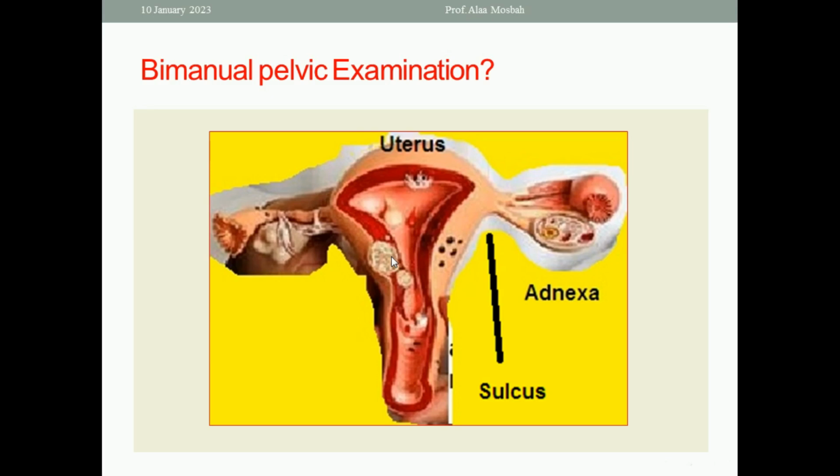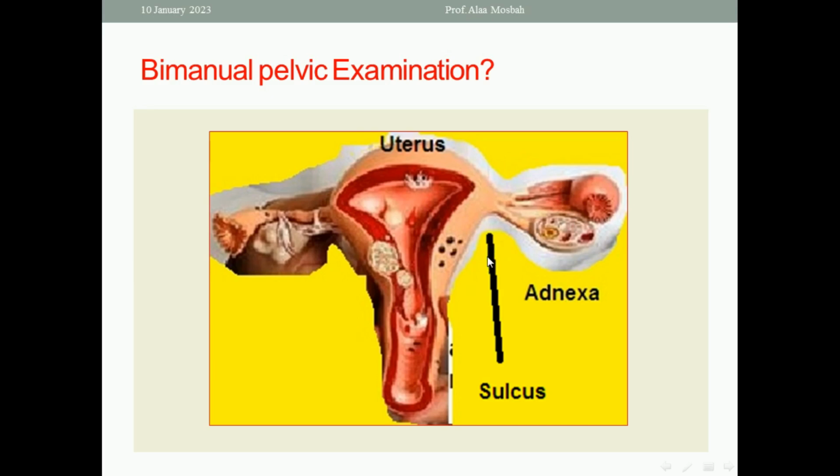Of course, there are some exceptions. If there is ovarian malignancy infiltrating the uterine wall, there is no sulcus. If there is infection and adhesion to the uterine wall, there is no sulcus. So if the adnexal mass, or ovarian cyst or tumor, is adherent to the wall of the uterus, I cannot find the sulcus. It's considered as one mass.